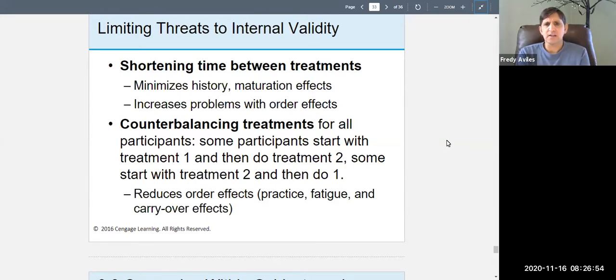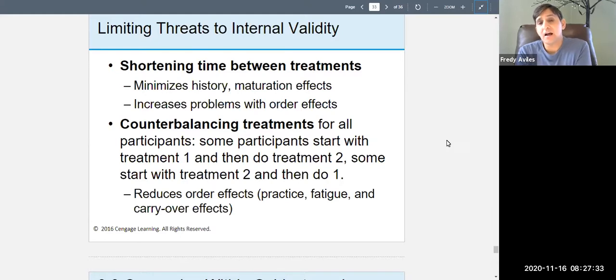You can minimize history and maturation effects by just shortening the time between treatments. Okay. So history are just things that can change through time, right? Just like somebody who's growing up, like say 20 years ago would experience different things than someone who's growing up today. Okay. That's history. Well, if there's not a lot of time between, let's say, the time in which the participant participated in the treatment group and in the control group, there isn't really much time for history to take place. There isn't much time for life to really change. Okay. So you can minimize that threat in that way.